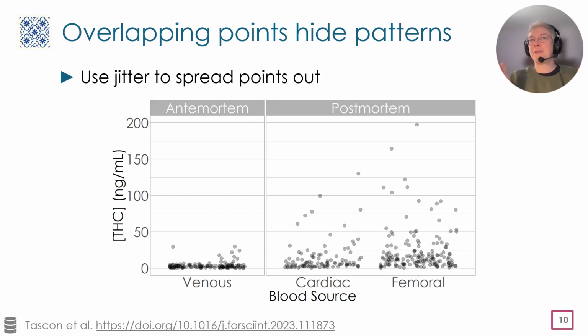But if I jitter the points in that direction, I can still very well understand which samples are venous, which samples are cardiac, which samples are femoral. Very easy to understand because this is not a quantitative direction on the x-axis. And I can see more clearly the number of points that I have and their distribution in this way.